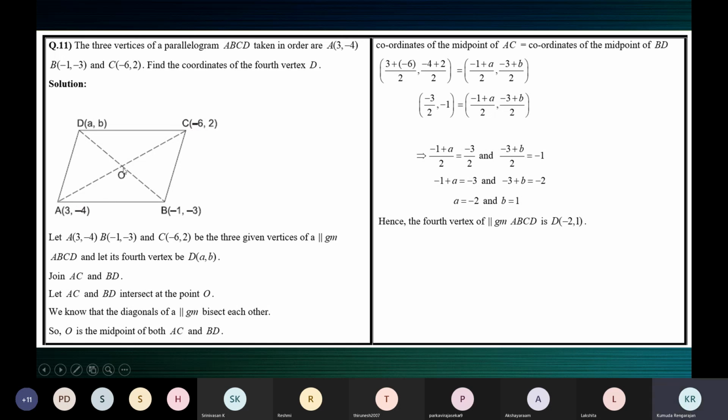How will you find the coordinates of the same point O using B and D? Again, x1 plus x2 by 2: minus 1 plus a by 2, minus 3 plus b by 2. But both will be the same, right? Because you're using A and C and finding O, and you're using B and D and finding O. But O can have only one address. That means this address will be equal to this address. So equating like this, we can find the values of a and b and find the coordinates of the vertex D.